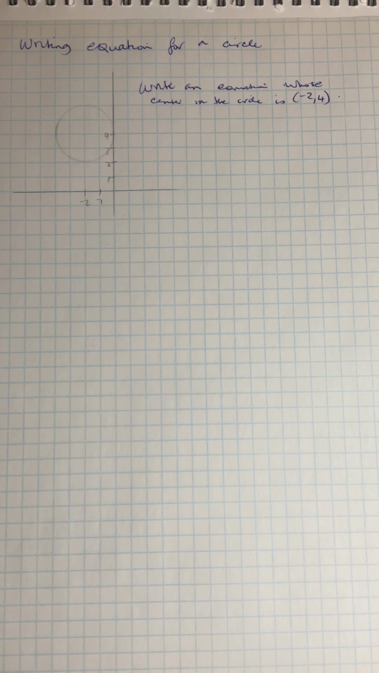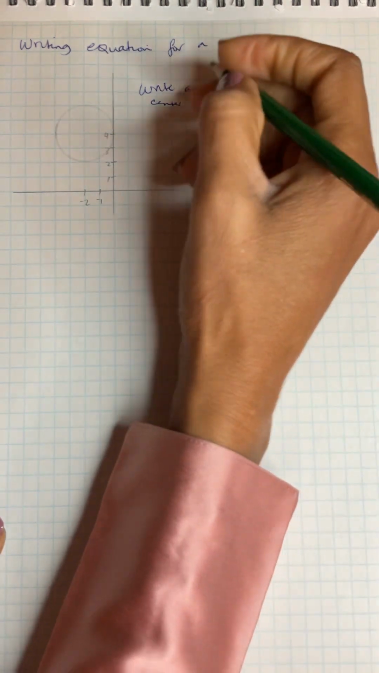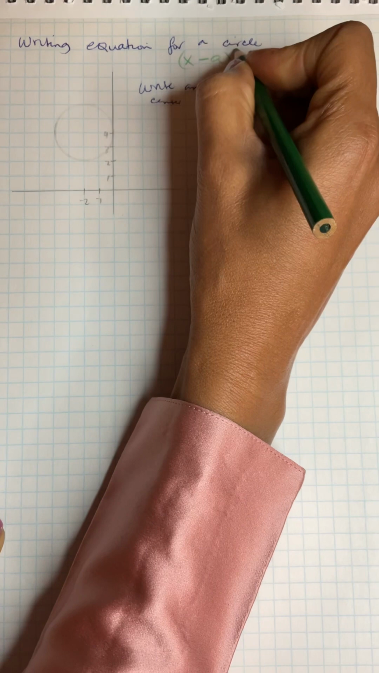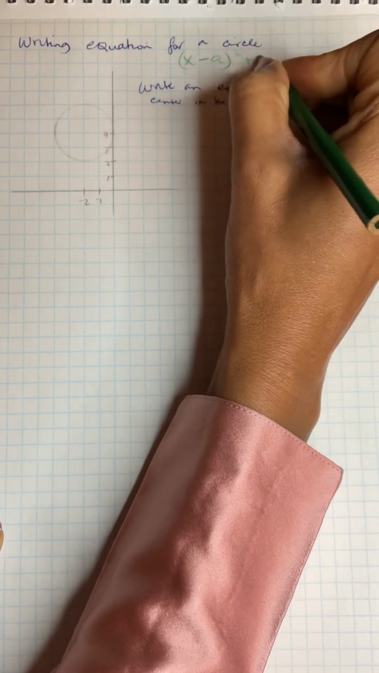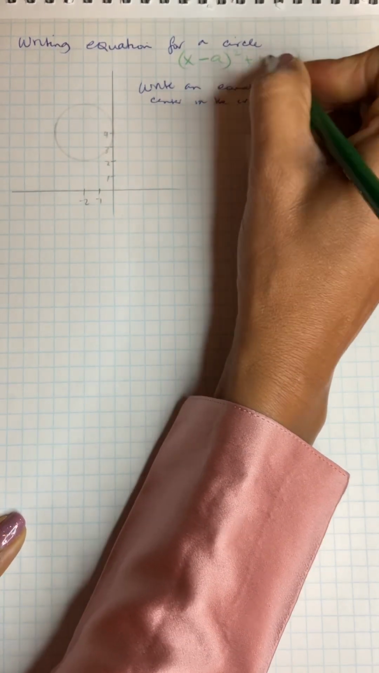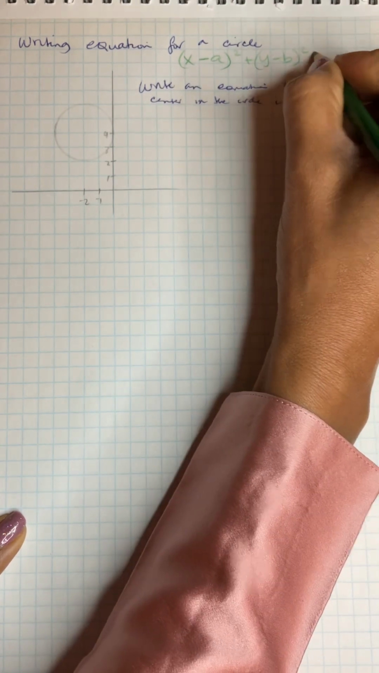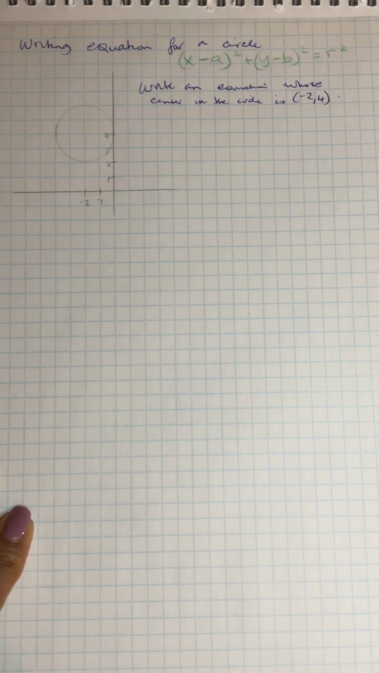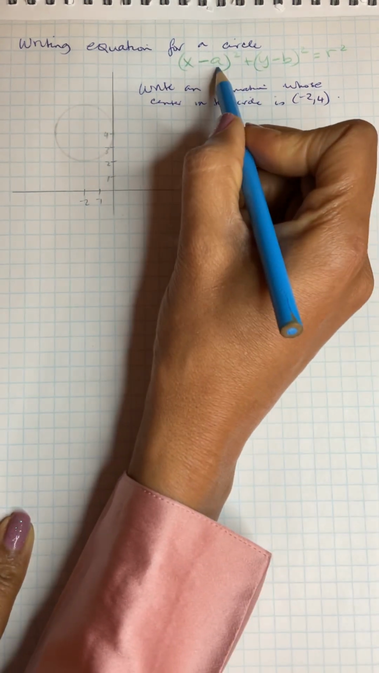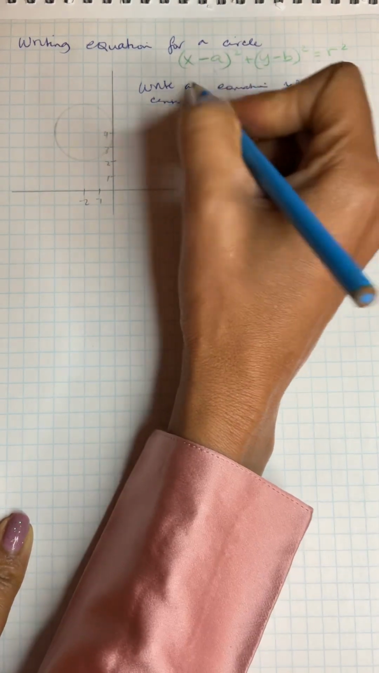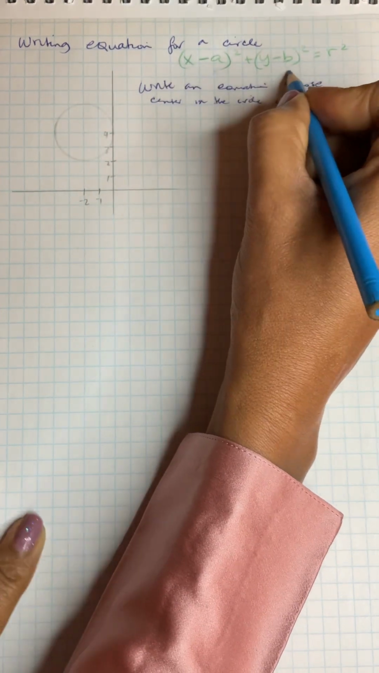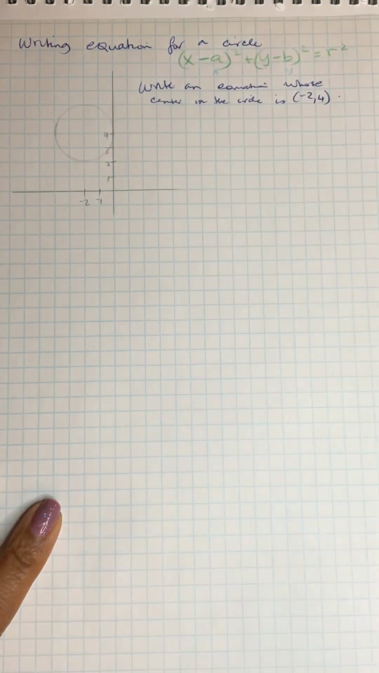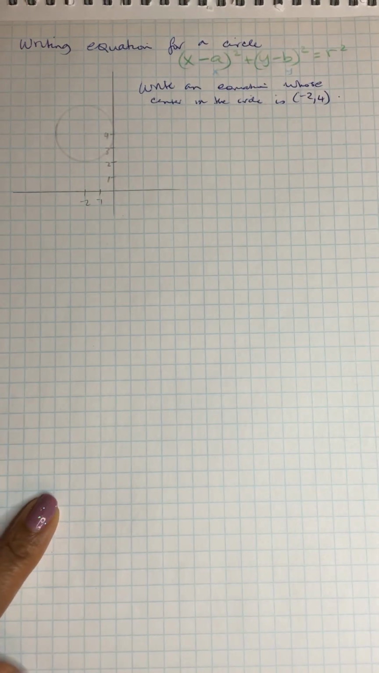Now, the formula for the equation of the circle is (x minus a) to the second power plus (y minus b) to the second power equals r squared. r is our radius, right? Now our a is going to be our x coordinate, and our b is going to be our y coordinate. I just want you to know that. So we're going to start off first.